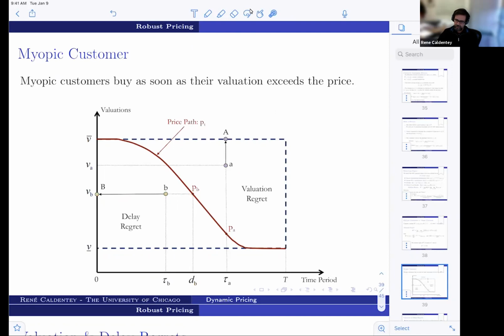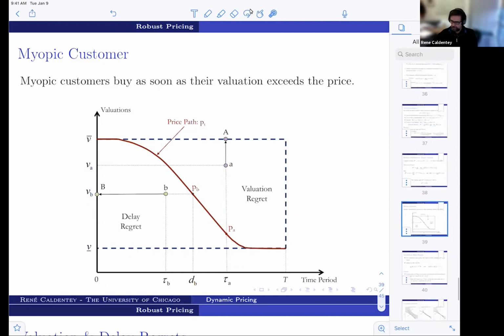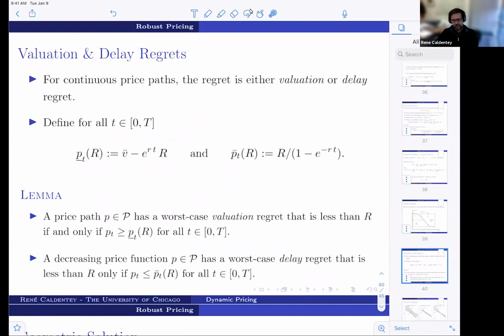And the same thing happens here. This customer buys immediately, but the regret is the difference. But this customer A has the maximum valuation, and will have a valuation regret that is even higher because the difference between the value of that customer and the price that they pay is actually higher. So in some sense, we only need to worry about customers in this boundary and this boundary when we think about nature picking types that maximize the regret. All right, so that logic means that we can characterize two curves, a lower bound and an upper bound curve, with the following properties.